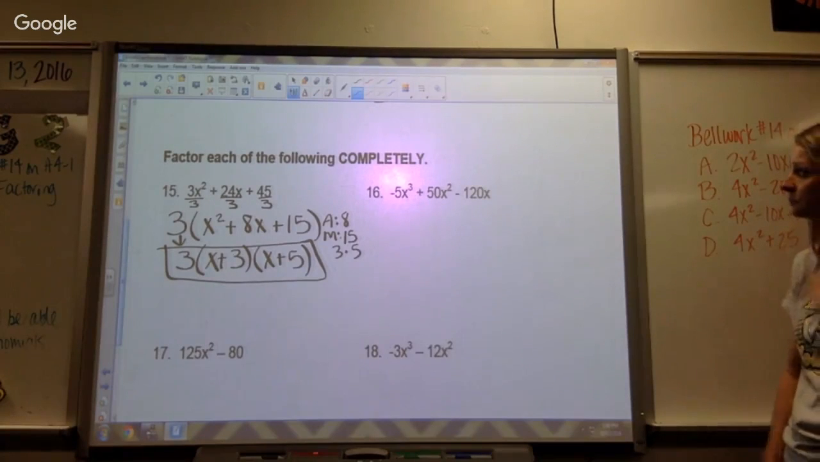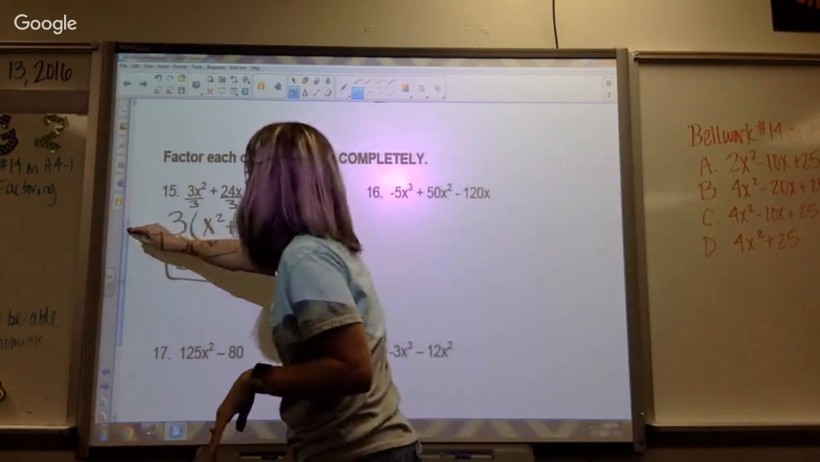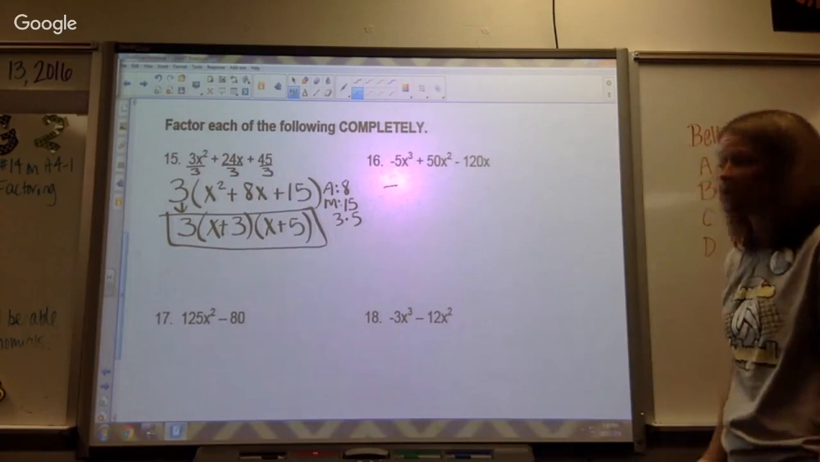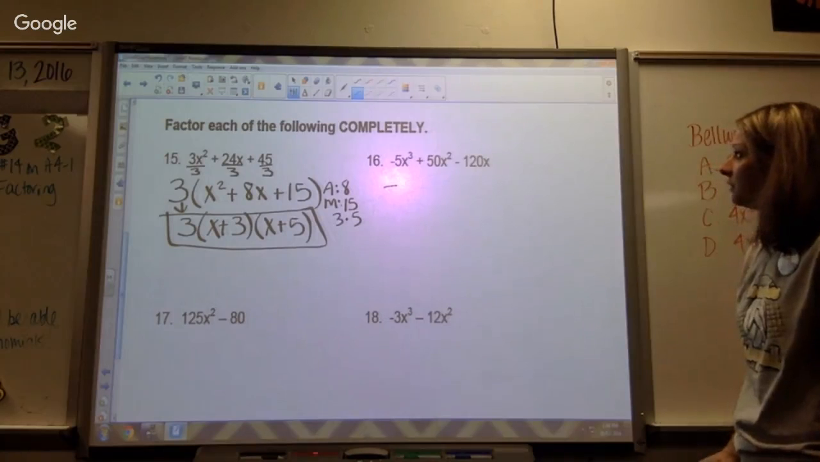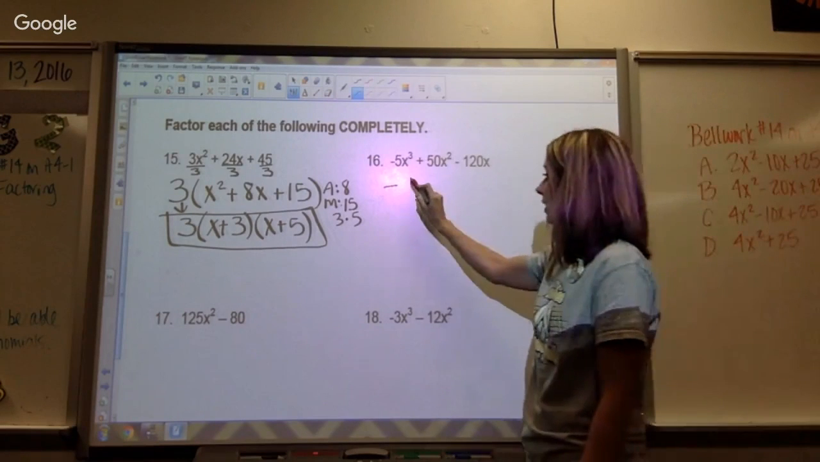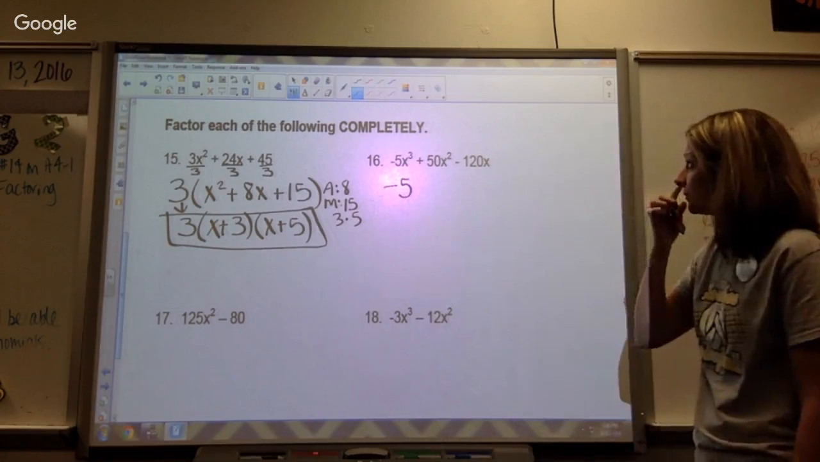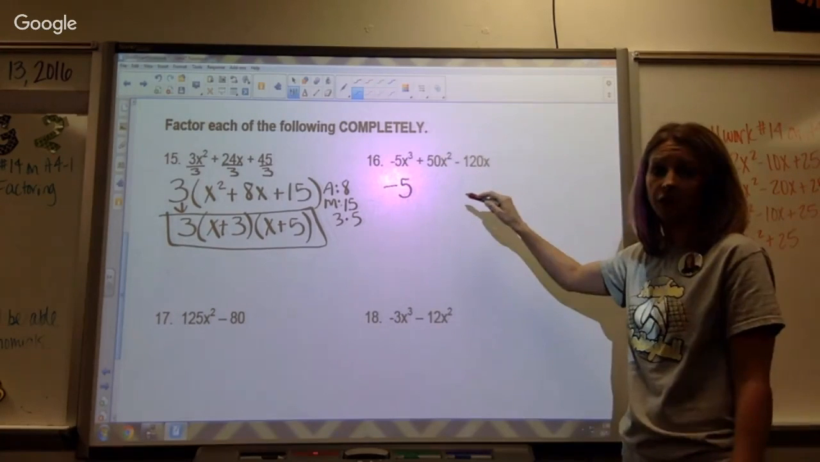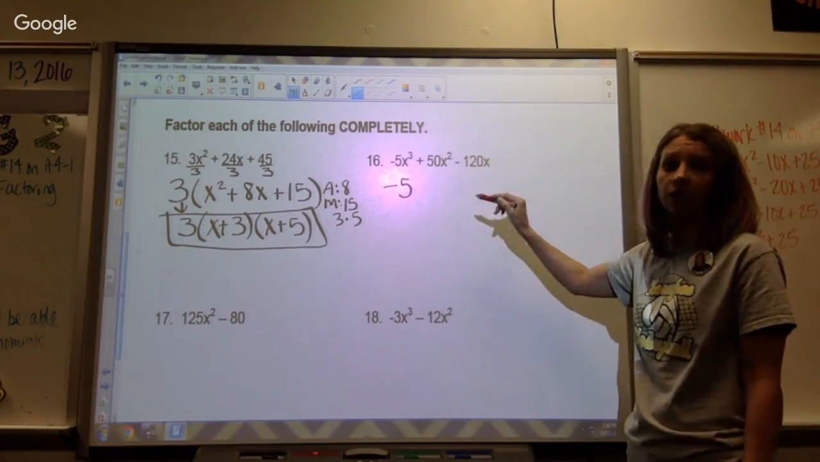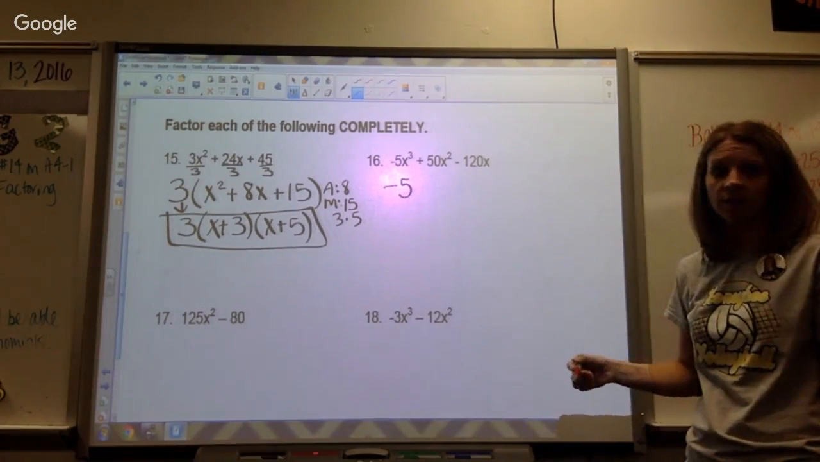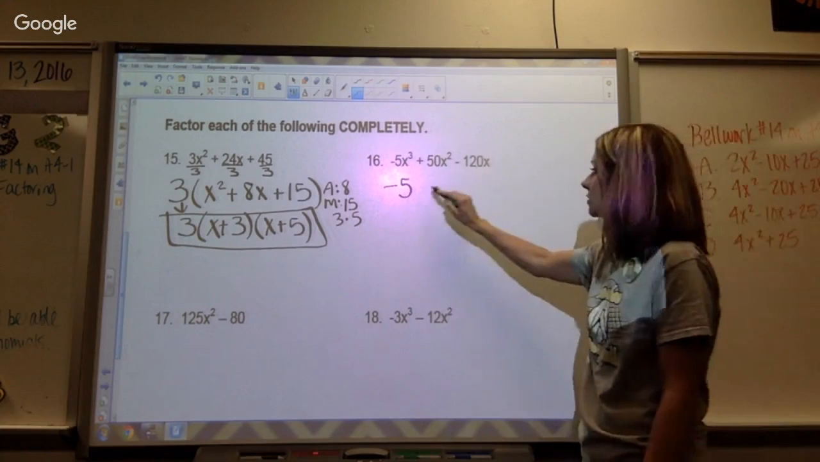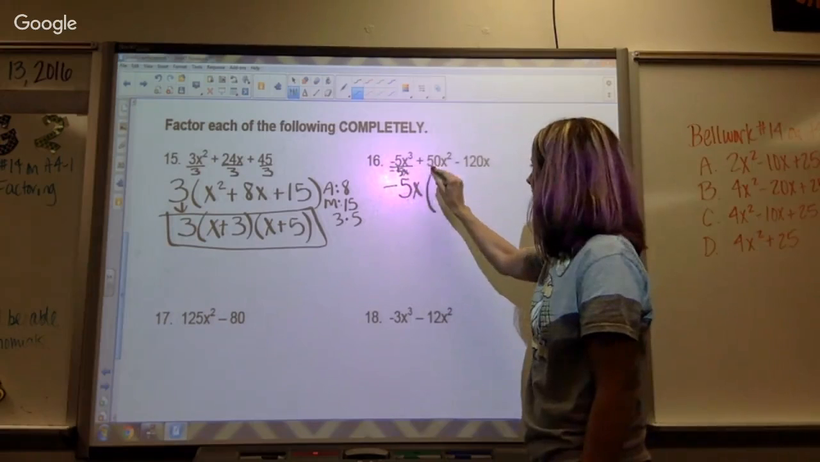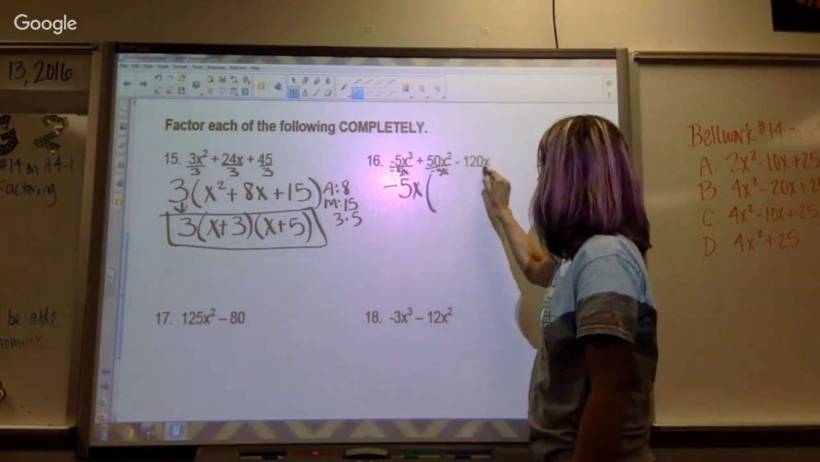Okay, 16. Notice the first term's negative, so I know I'm going to factor out a negative. Then look to see if you have a GCF. 5, 50, and 120. The greatest number that will go into all three is a 5. Notice we have an x squared, and x. They all have that variable in common. Remember I told you, if they all have the variable in common, you're always going to factor out the smallest one. The smallest one would just be an x. So we're going to divide each one by negative 5x.